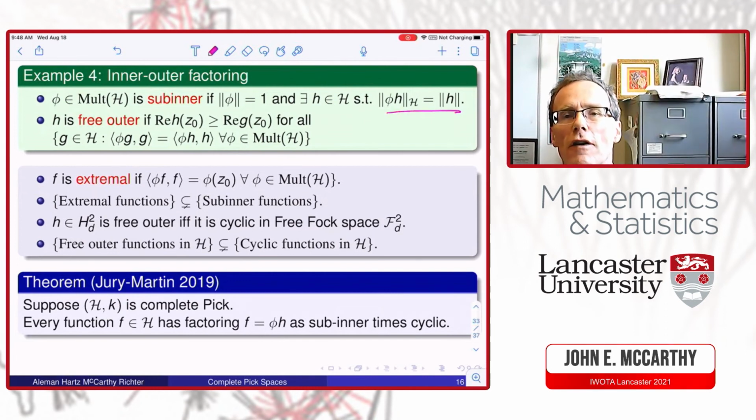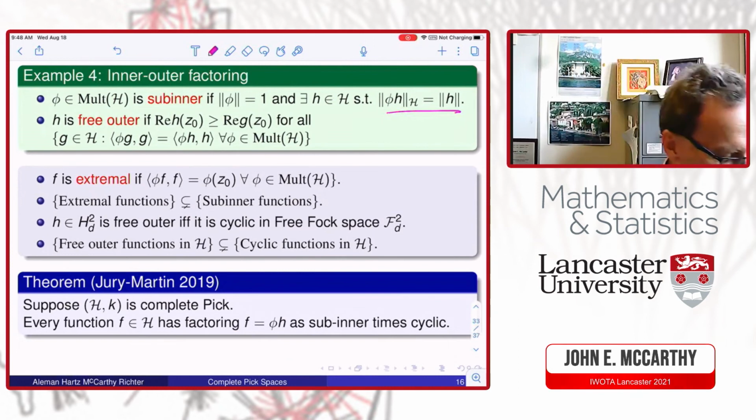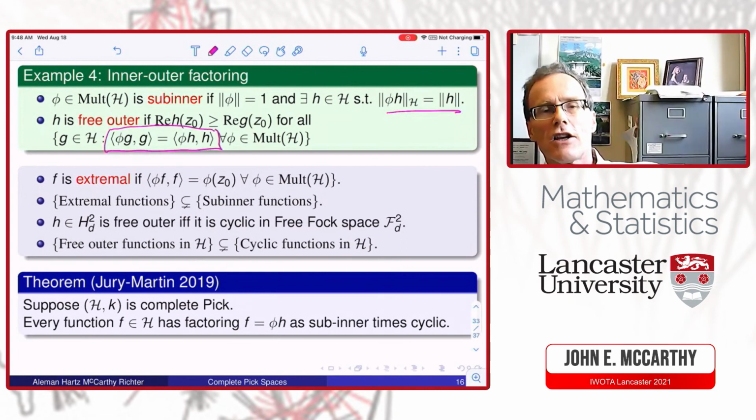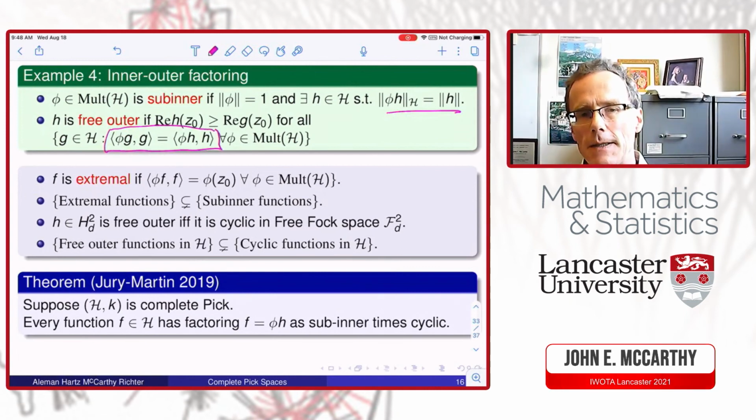There's some non-zero function h such that phi multiplied by h, the norm of that is exactly equal to the norm of h. Notice that any inner function in H2 is isometric, so this holds for all h. And then we'll say the function is free outer if at some point z0, the real part of h at z0 is bigger than or equal to the real part of g of z0, where g ranges over all functions with the property that phi g inner product g is equal to phi h inner product h.